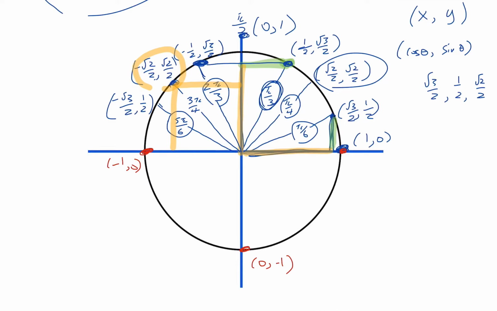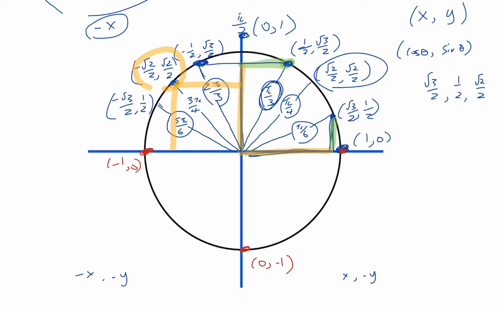So in second quadrant, we have negative x values from first quadrant. Okay. And third quadrant, as you can see, we have negative x, negative y from first quadrant. And fourth quadrant, only y values are negative. Okay, so that's a generic pattern. So once you know the first quadrant, we can draw all the quadrants, right?